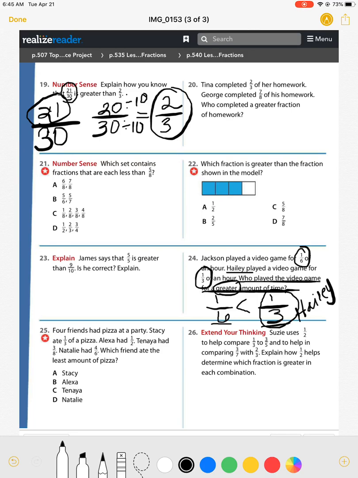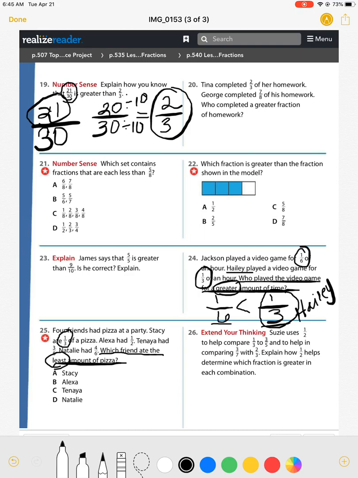Let's go to number 25. 4 friends had pizza at a party. Stacy ate 1/3 of a pizza. Alexa had half. T had 3/8. Natalie had 4/6. Which friend ate the least amount of pizza? That's a lot of fractions. Which friend ate the least amount of pizza? This time, we need to find the smallest amount of pizza.